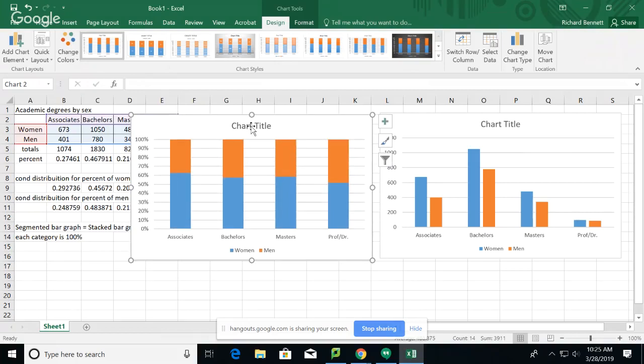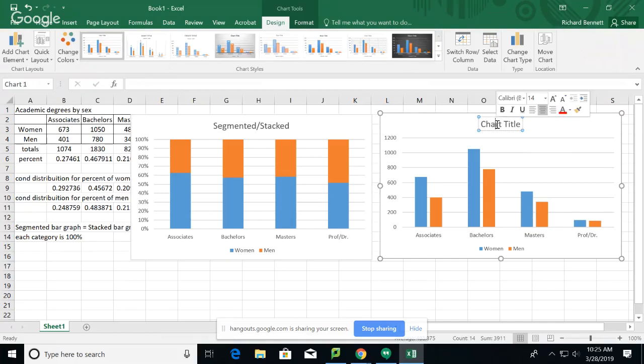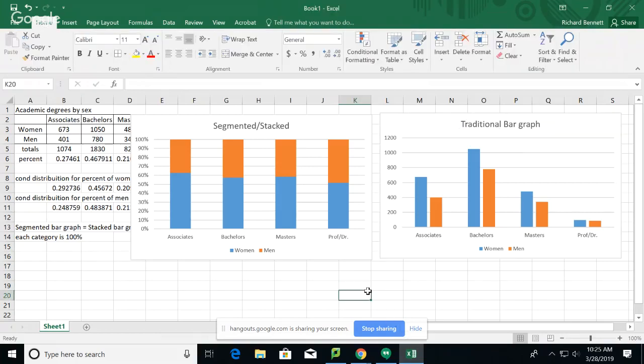Okay. Now, this one is the segmented slash stacked. And then this is your traditional bar graph. So let me ask you guys a question. Let me show you this in the book. Of these two graphs, they both kind of tell you this. Well, there are advantages and disadvantages to these. Which graph do you like better? Right. I do too, the right one.